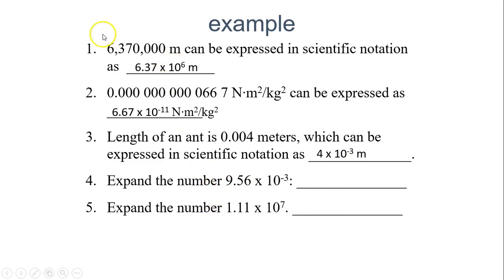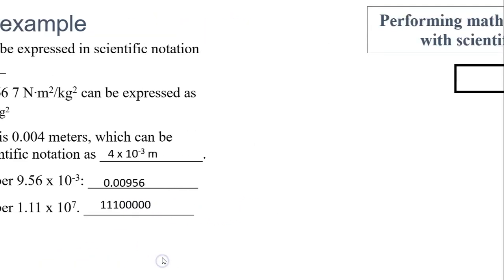The opposite of writing a number in scientific notation is to expand a number in scientific notation into a regular number. To expand it, if its power is negative, you need to move the decimal point to the left 3 times. If the power is positive, you move the decimal point to the right 7 times. So that's what you should have.